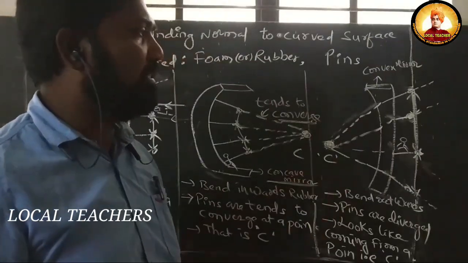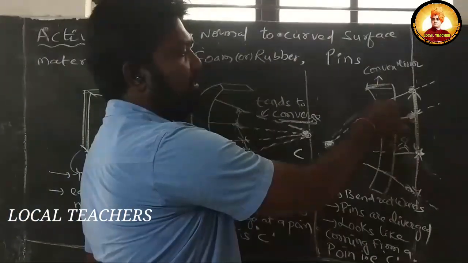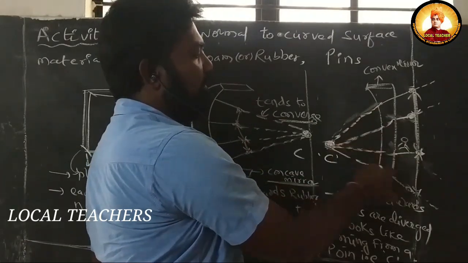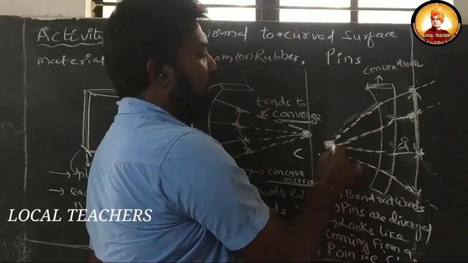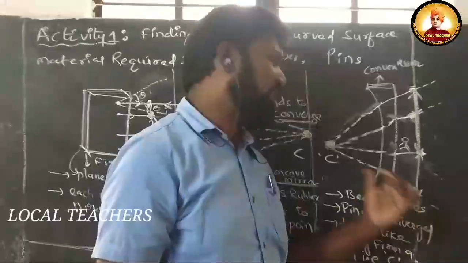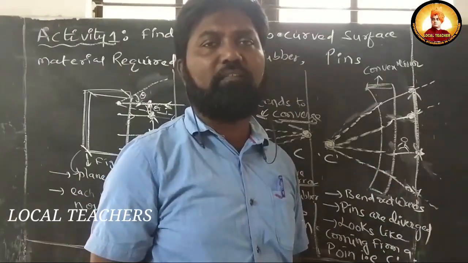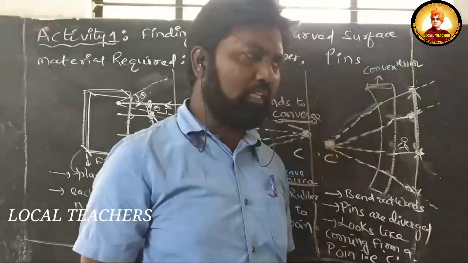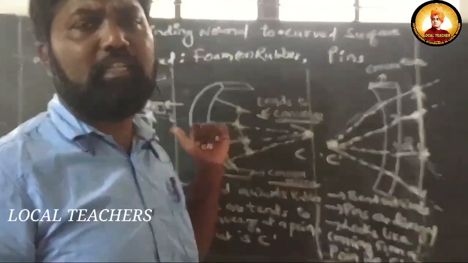How are we getting this common point? Just extend the pin lines back of the mirror. These will meet at a common point C. So here also C is nothing but the center of curvature. Simply see here, in the first case it is a plane mirror.